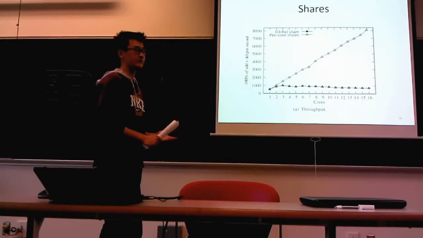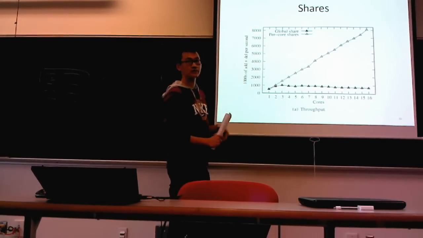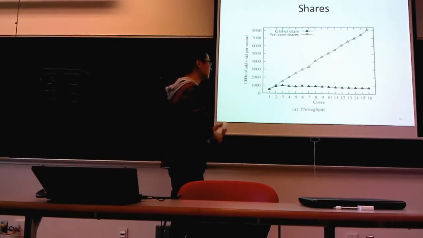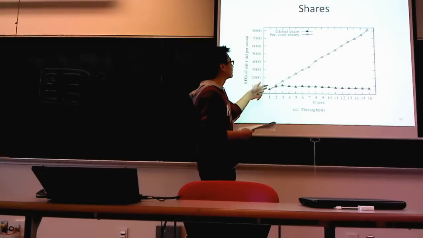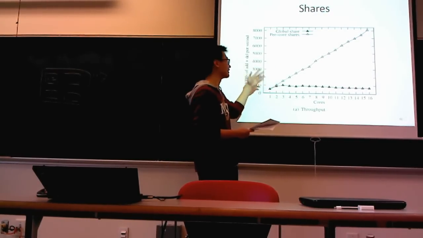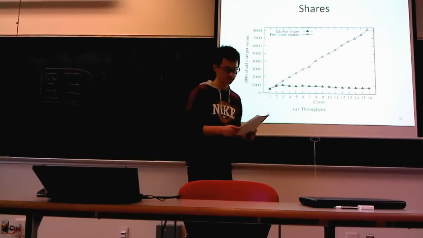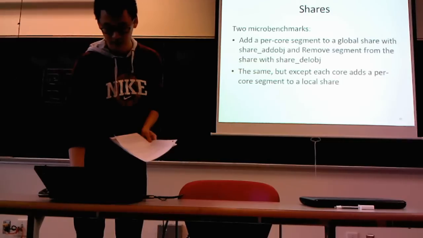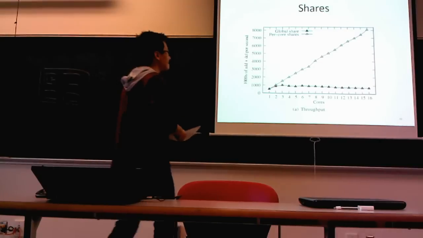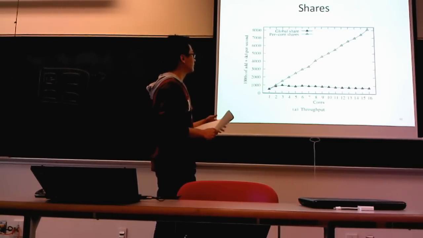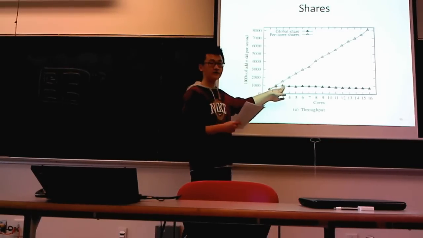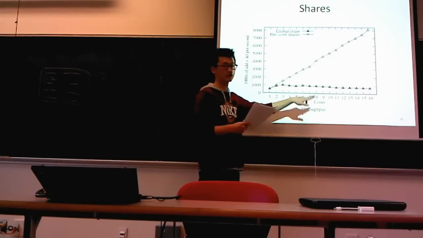So to demonstrate the performance improvement, they use this one to show the performance, which is thousands of operations per second. As you can see here, per core shared memory gives an increasing total number of operations. And this global shared memory performs relatively well for the first three, but it goes down as the core number increases.